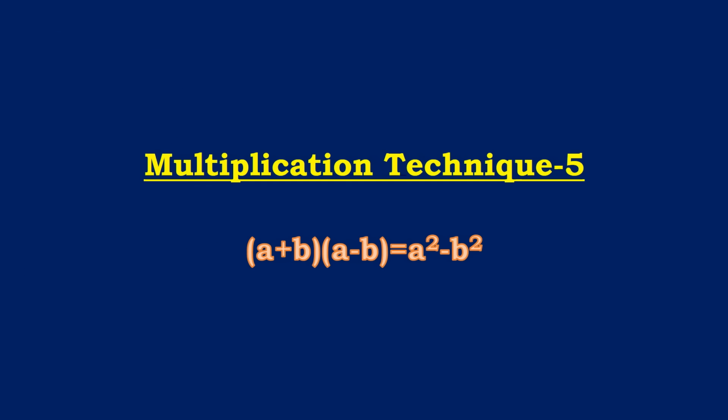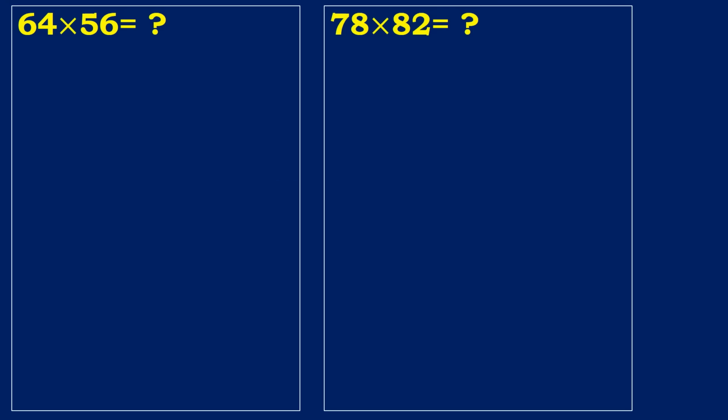The 5th technique for multiplication is how to multiply numbers using the a plus b into a minus b formula. Let's take some examples to understand this. Multiply the numbers 64 and 56 in a given question. What we are going to do here is split the numbers and perform the calculations. Here, 64 can be taken as 60 plus 4, and 56 can be taken as 60 minus 4.